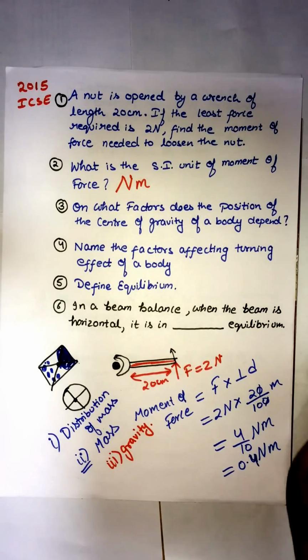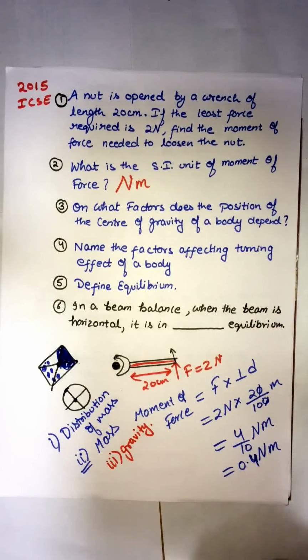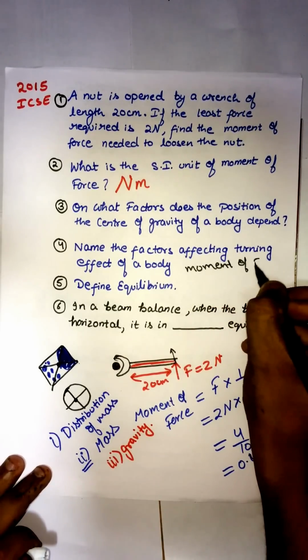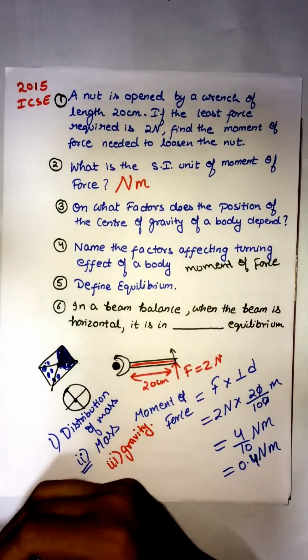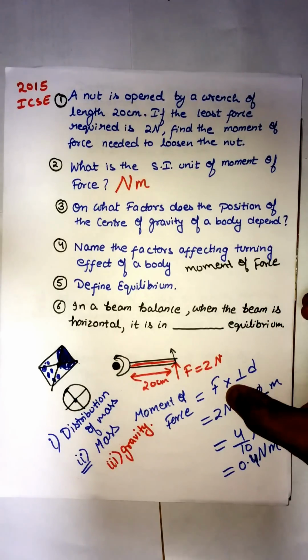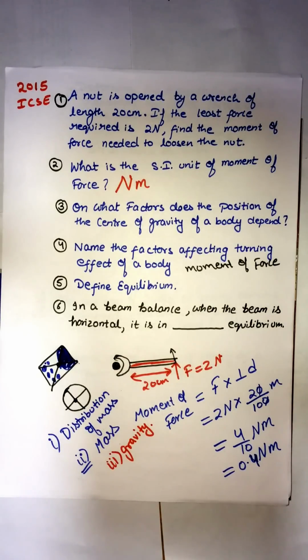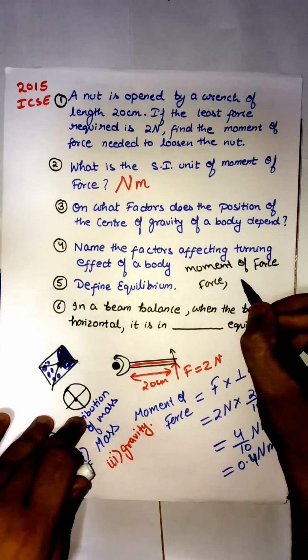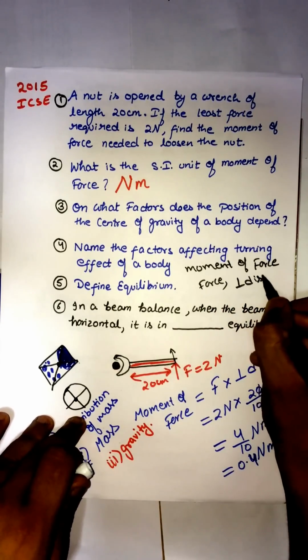Name the factors which are affecting the turning effect of a body. So you can see over here, the turning effect basically depends upon moment of force. If you ever want to turn a body, turn means rotate a body, you need moment of force. So moment of force has the formula force into perpendicular distance. So it depends upon force. And next is the perpendicular distance.